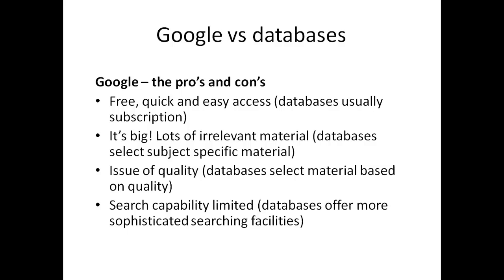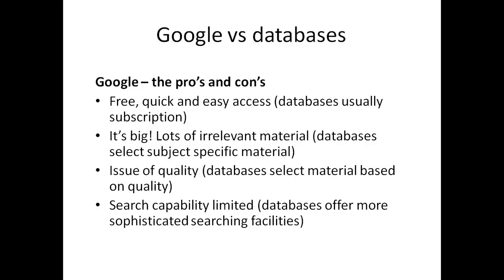Google, so the process. We're talking about just normal Google here. It's free, it's quick, and it's easy to access. Databases often require a subscription, but obviously you've got free access to the university's databases, so you can use them freely. With Google there's a lot of irrelevant material if you Google something, although the things that pop up right away are sometimes relevant, but sometimes you have to work harder, using your keyword searches to find exactly what you want and cross-referencing different words.